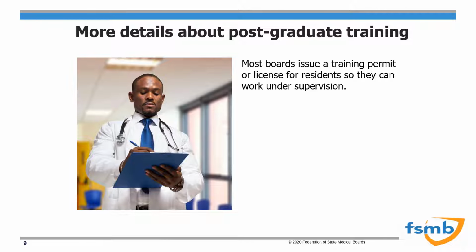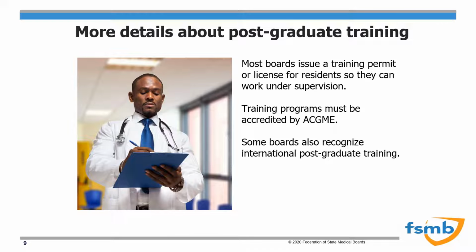Another important detail to keep in mind about residency is that state medical boards require training to be accredited. Training for both MDs and DOs must be completed in programs approved by the Accreditation Council for Graduate Medical Education, the ACGME. This ensures that the quality of training meets consistently applied standards. Some state medical boards recognize training from accredited programs conducted in other countries. We'll discuss requirements for internationally trained physicians later in this module.